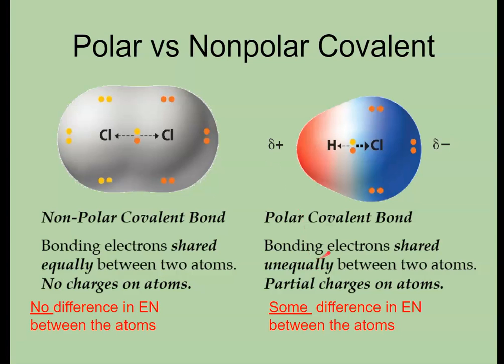Now, this is really key stuff to make sure you understand down here. In a polar covalent bond, the bonding electrons are shared unequally. That results in partial charges. And that happens whenever there's some difference in electronegativity. They don't have the same electronegativity.